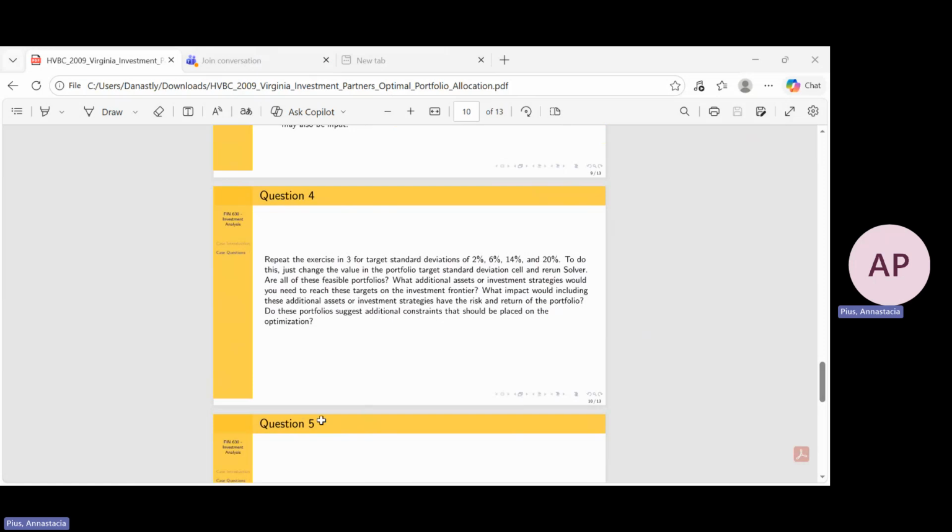So in this case, we adjusted these targets to 2%. And at 2%, it was not feasible. It did not adhere to the conditions. At 6%, it was very feasible, and at 14%, it was also feasible. And at 20%, it was not. For the standard deviation, Solver kept on saying that it cannot meet the requirement or it's not able to find a feasible solution.